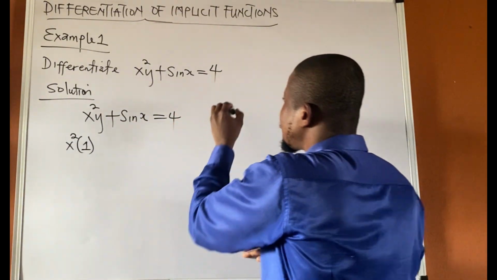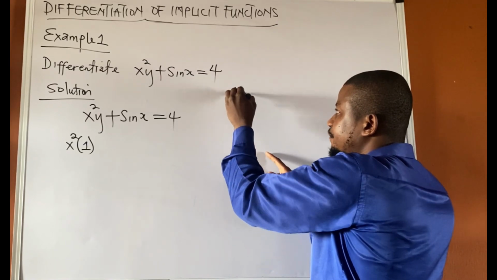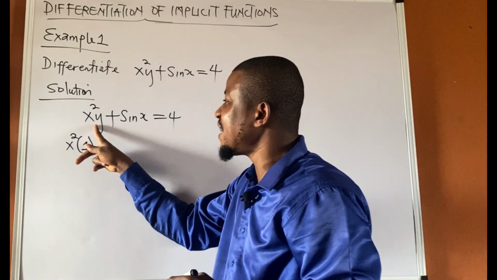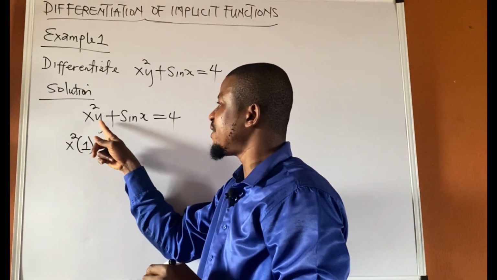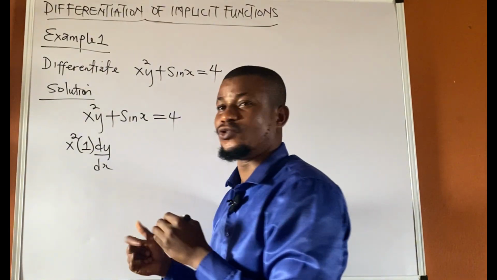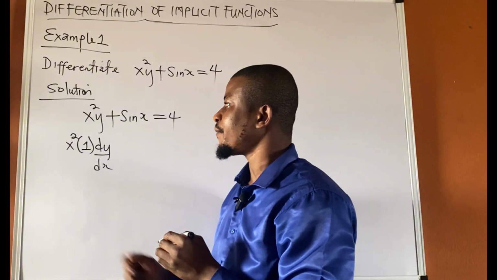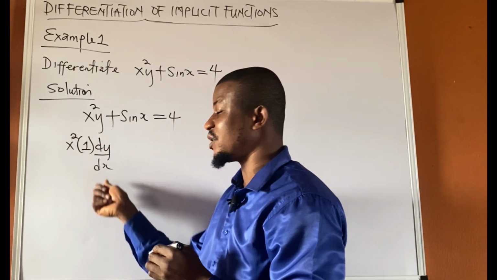Just like when you differentiate x with respect to x, you have 1. So when you differentiate y, a single variable function, you have 1. But whenever you differentiate y, you return dy dx. That is the rule of implicit differentiation. Whenever you differentiate y, return dy dx. So we've taken hold the first one, differentiate the second one, because it is y, we return dy dx.